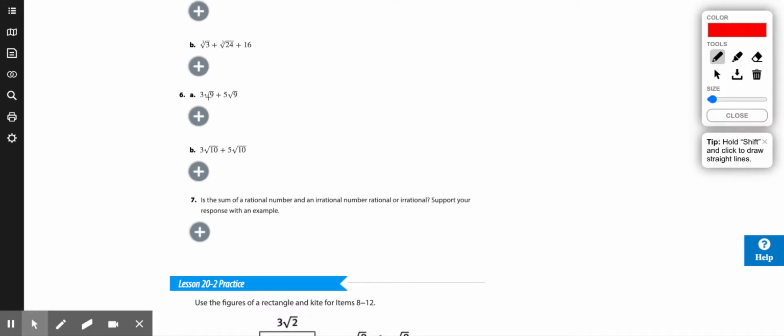Let's look at 6, 3 square roots of 9. I know what the square root of 9 is. That's 3. 3 times 3 is 9. So that would be really 3 times 3, which is 9, and 5 times 3, which is 15, and 9 plus 15 is 24. So sometimes you can simplify first. The square root of 9 is a rational number. It is 3.